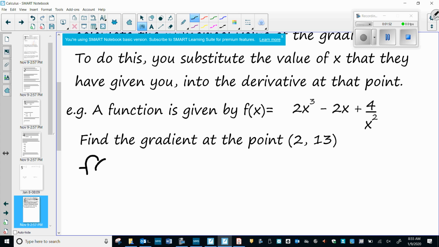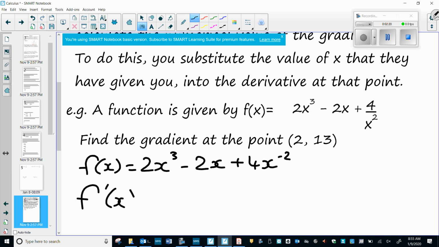So I'm just going to first of all rewrite my expression. The first term is fine, so I just copy that. My second term is okay. How do I rewrite the 4 over x squared? Nice. Plus 4x to the negative 2. Good. Okay, so we've just rewritten our function. Now we are able to differentiate it. So we show that by doing f dash x.